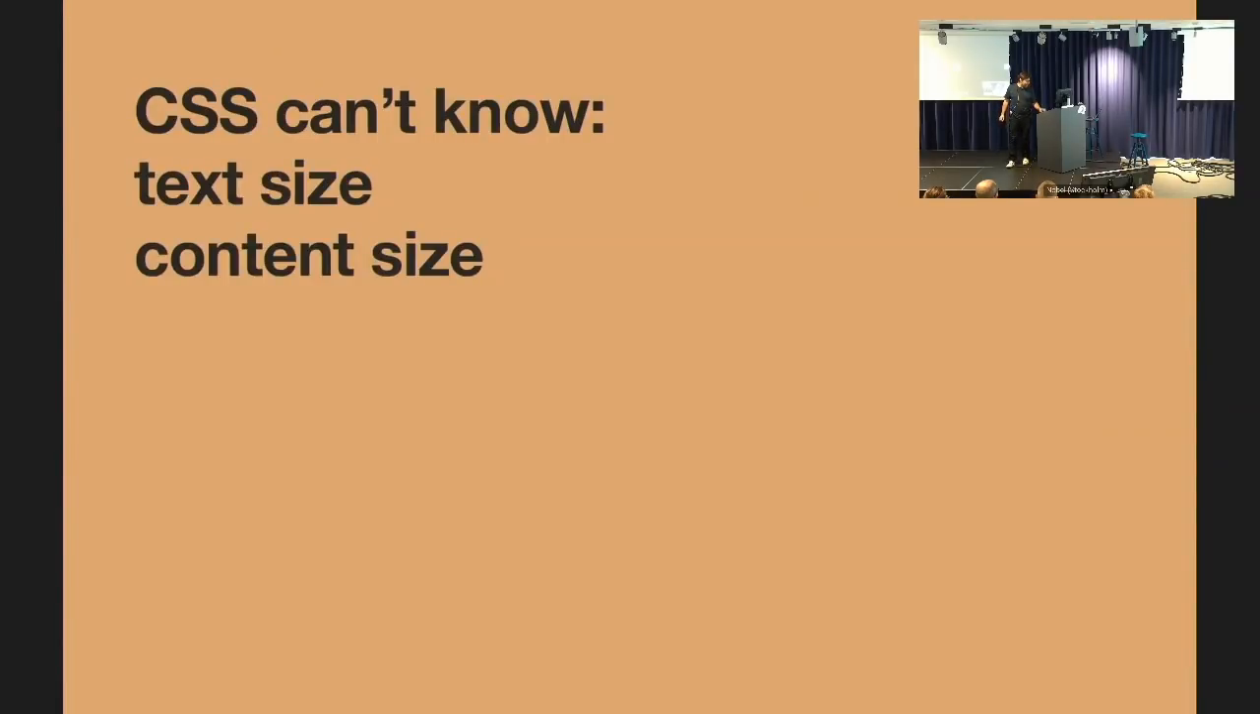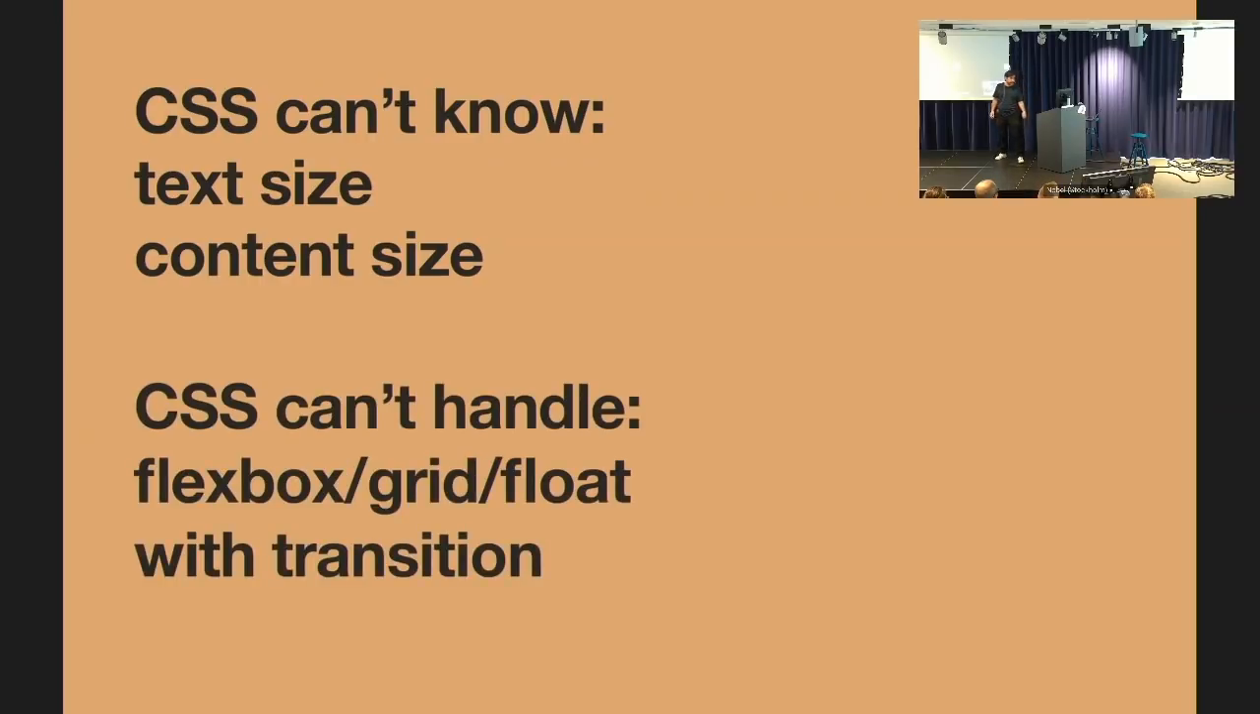So, and this is the limit of CSS. This is my contention, that CSS has a limit and we reached it. And I don't think we can get past that fact. CSS can't know the text size, and by extension, it cannot know the content size. It cannot tell you what the container size is going to be. And CSS can't handle its own layout systems together with transitions. So even among itself it is inconsistent in this sense.